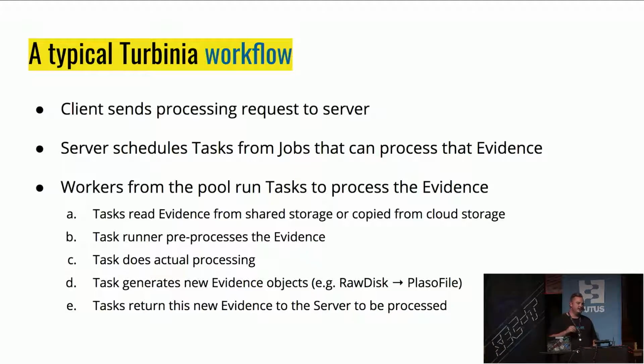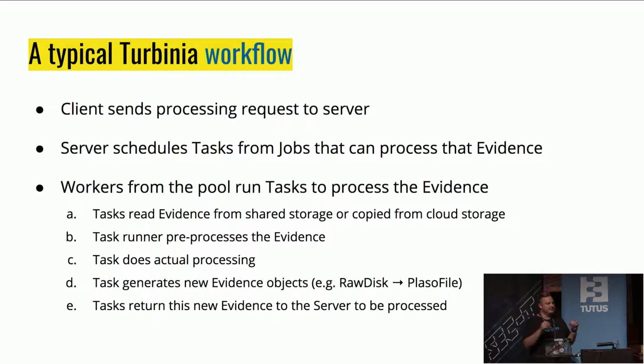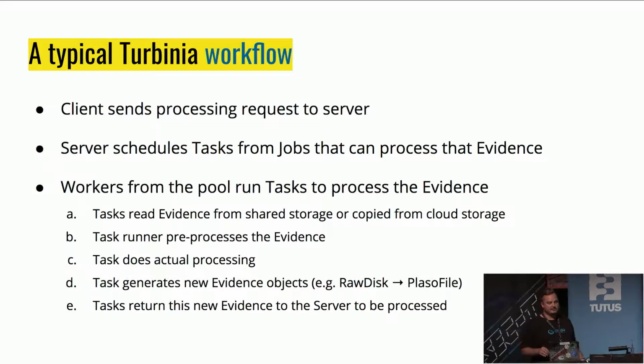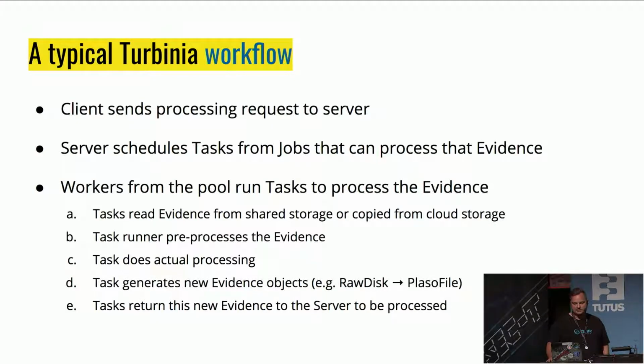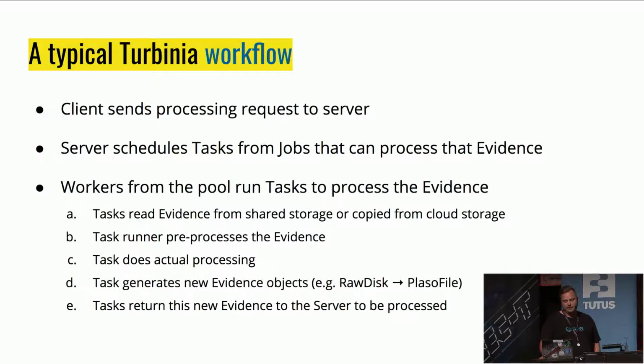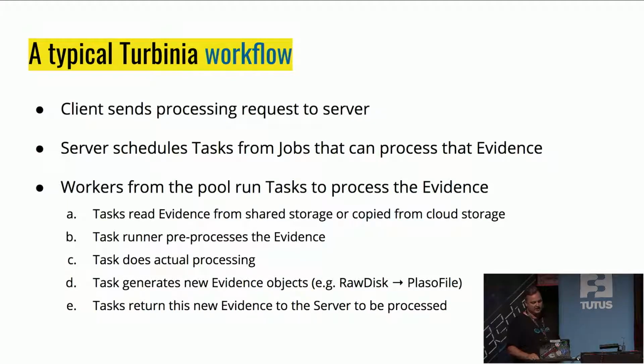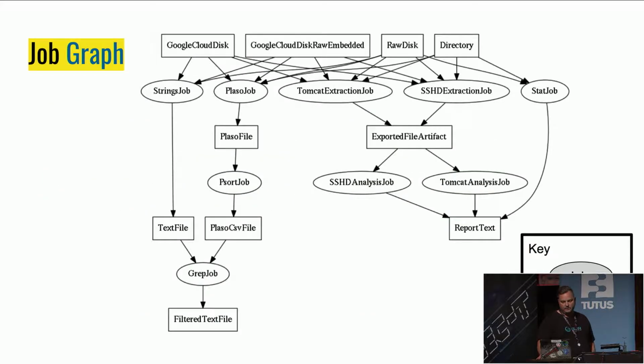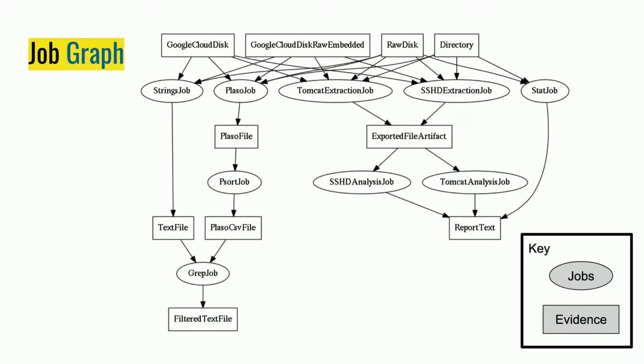And as part of that, it can also generate new pieces of evidence that it feeds back to the server, and then that creates a tree of these tasks and evidence pieces. So one piece of evidence can turn into lots of different things as it gets processed. And then after that, it does the same thing in reverse. If you have evidence that needs to be copied off, it'll do that, and then detach disks, unmount them, and things like that. So this is that job graph that I was mentioning to you.